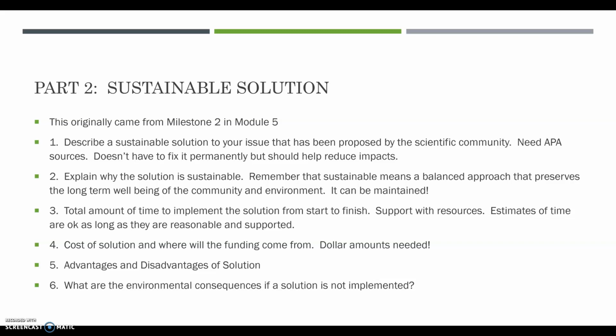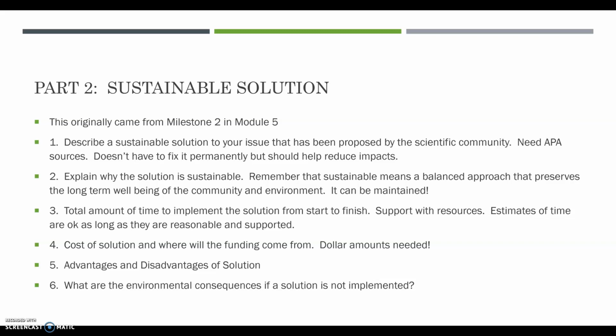After that, you're going to discuss the advantages and disadvantages of the solution. This needs to be pretty detailed. Don't give generalizations like the advantage is that there will no longer be a problem. There needs to be some kind of advantage to the community. There needs to be some kind of advantage, maybe to the economics of the community, to the health of the people.